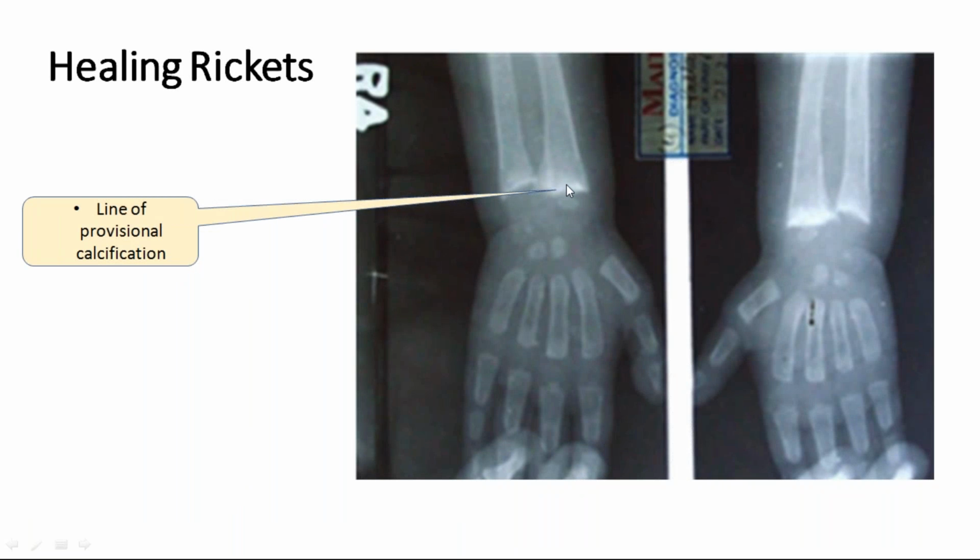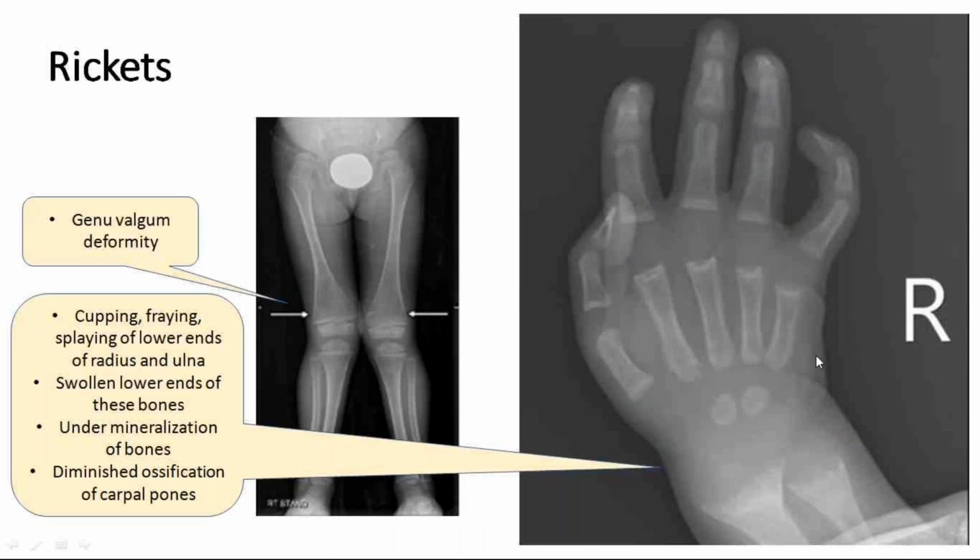And this is also another case of healing rickets because the dark lines appear here. So the difference between this and this is, here there is no dark line at all. This is an active rickets.